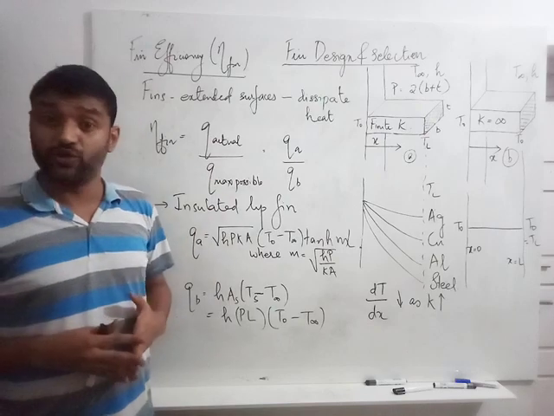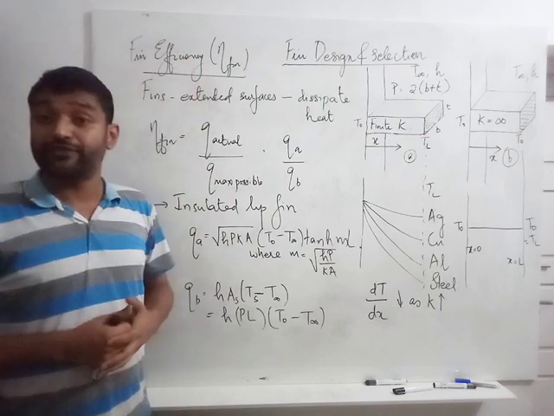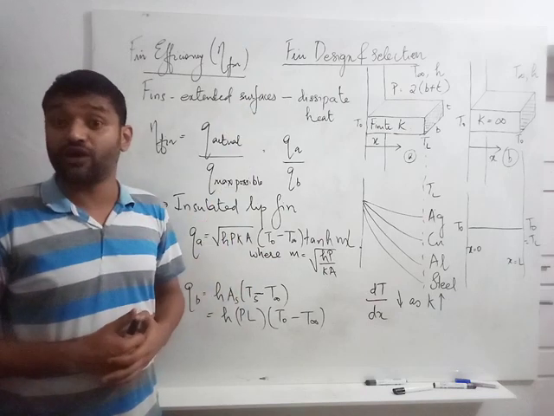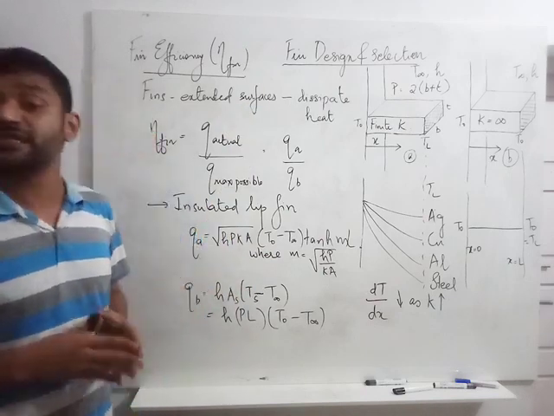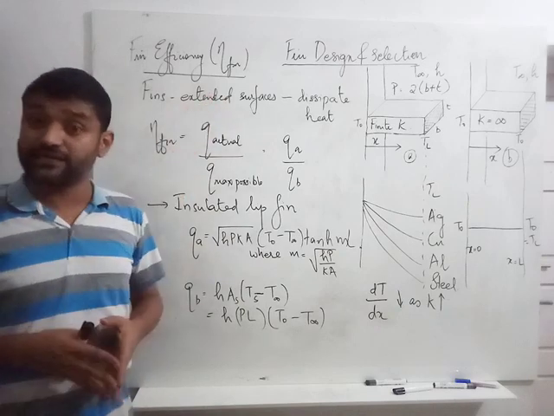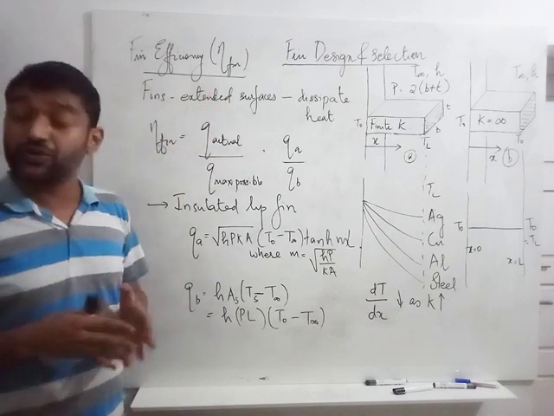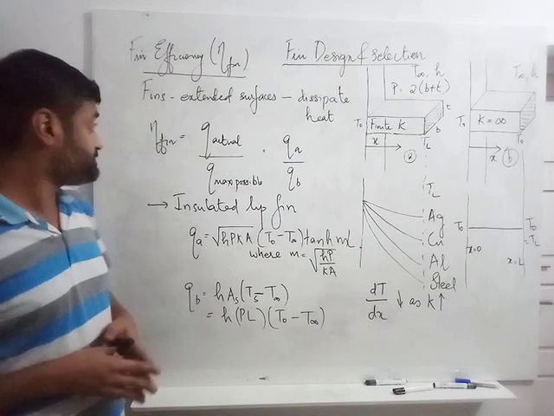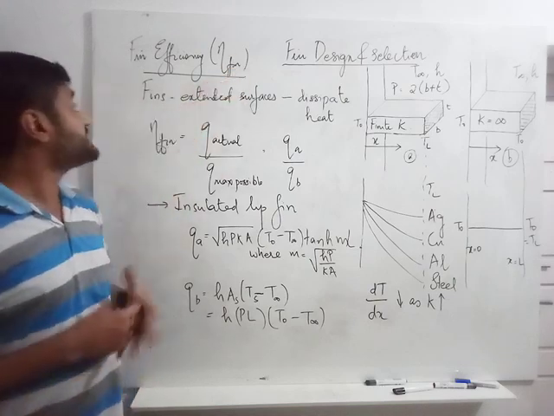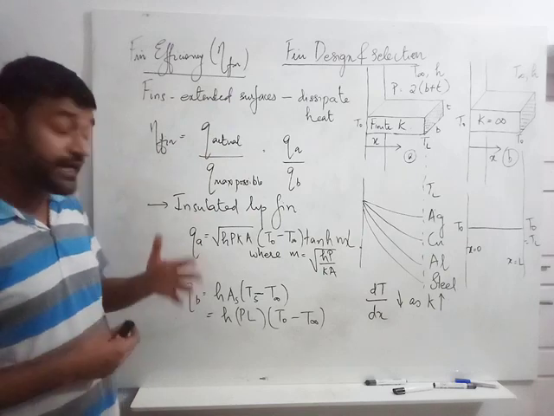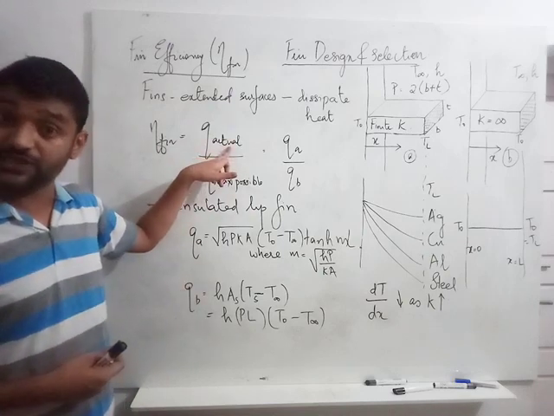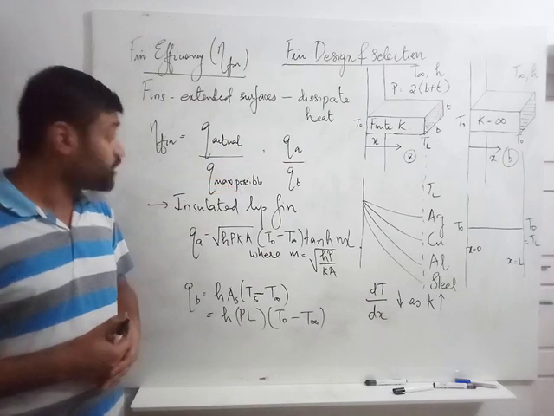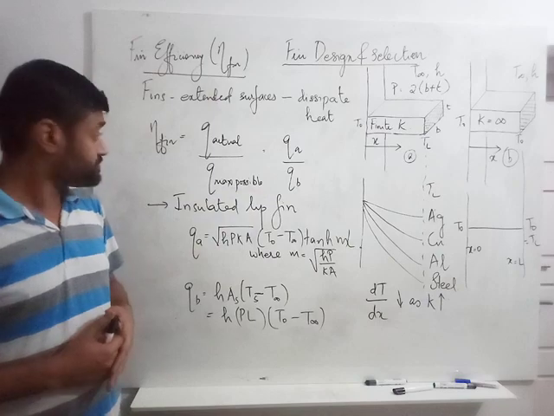At the end of this video, you will be able to understand fin efficiency and its importance in design and selection of fins. The question is, what is a fin? A fin is nothing but an extended surface which is used to dissipate heat and hence enhance the cooling. By definition, eta fin or fin efficiency is defined as the ratio of actual heat transfer to the maximum heat transfer that is possible. Now I'll look at it in detail.